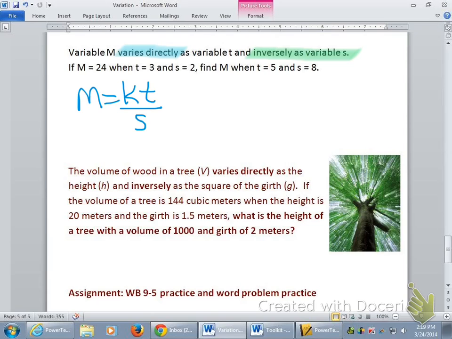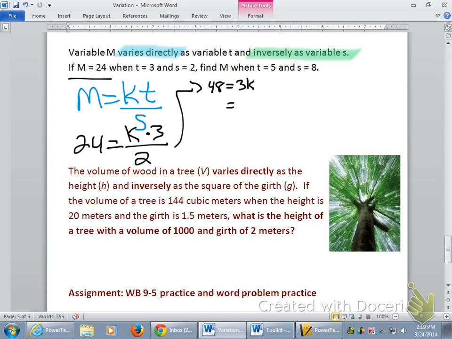All right. We know that M is 24. We don't know K yet, but we know that T of 3 and the S of 2 will help us get that M of 24, right? So follow your inverse order of operations, solve for K. Yeah, you'd multiply both sides by 2, right? So that's going to be 48 equals 3K. And then K has to be 16.